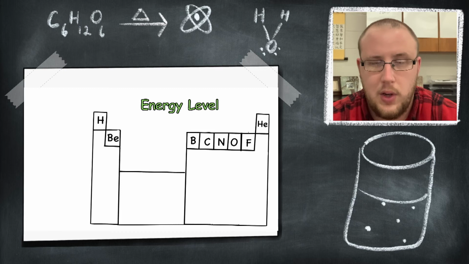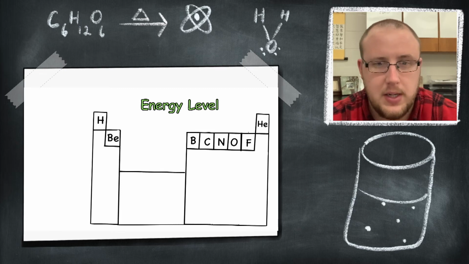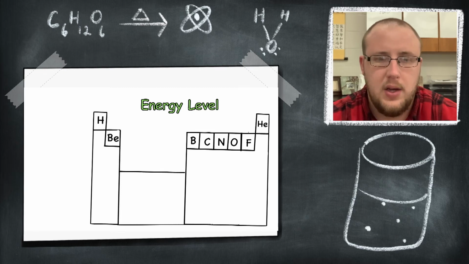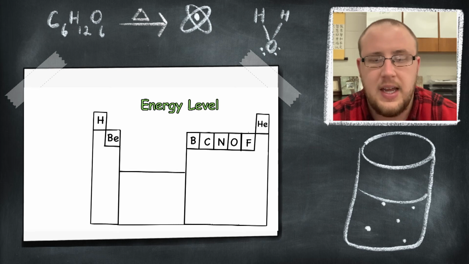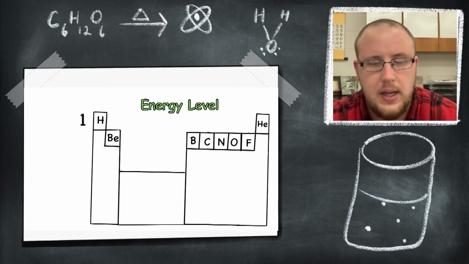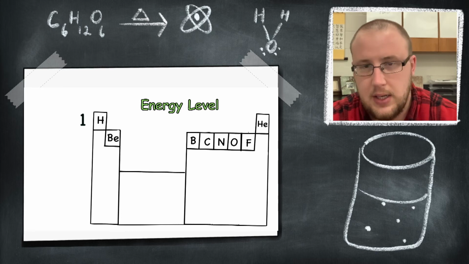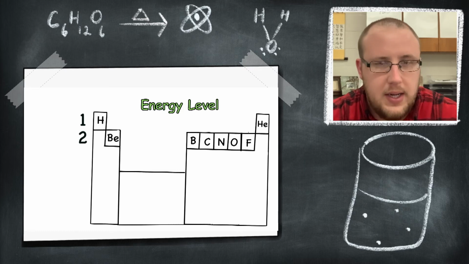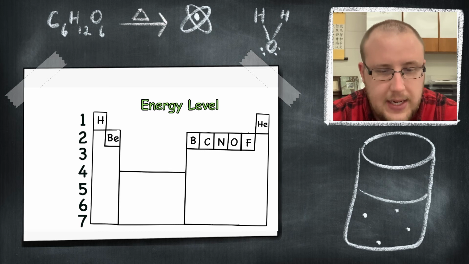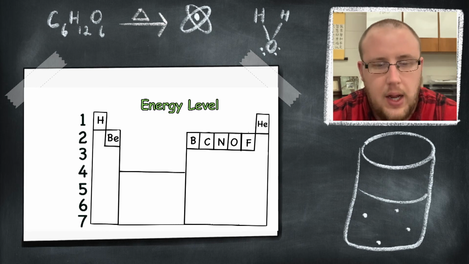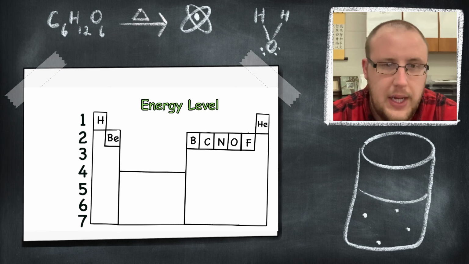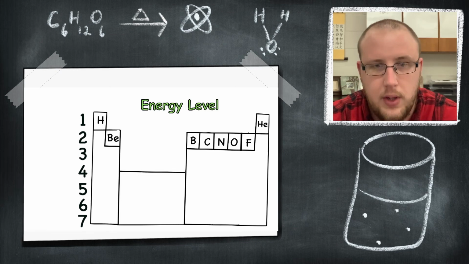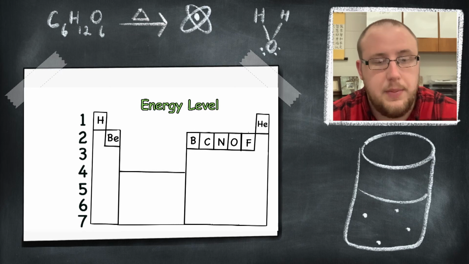These correlate with your periods on your periodic table, so the horizontal rows. It starts up as a number 1, or 1 energy level, with your hydrogen and helium period. Then our next period is going to have 2, and we're going to continue down until we get to 7, and that's your main chunk of your periodic table. From there, each horizontal row is considered an energy level. Now we can start talking about shielding.